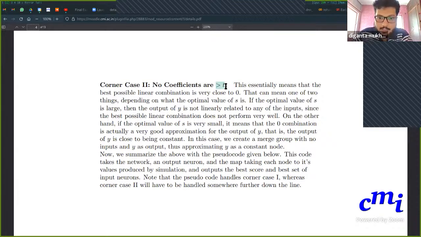And similarly, if no coefficients are greater than TC, then you can either not merge if the score is not very good, or if the score is good, then you have to bound the neuron by a constant. Because what does it mean? It means there are no inputs. If there are no inputs, then the zero linear combination is very good, which means that if there is a good bound, it's going to be just a constant bound.